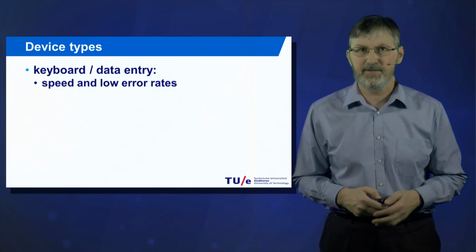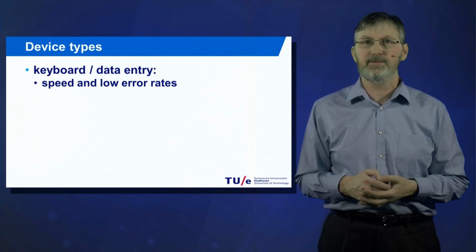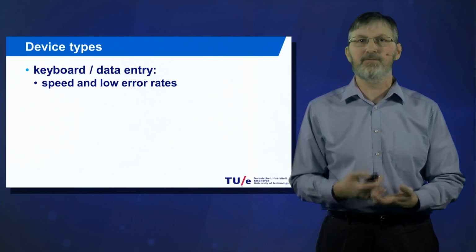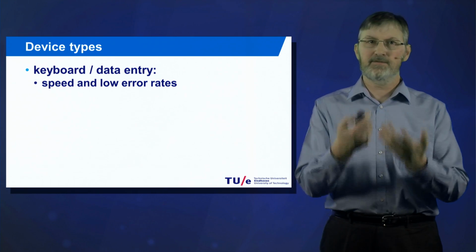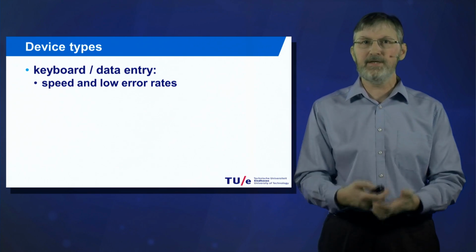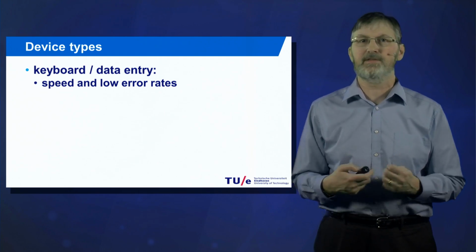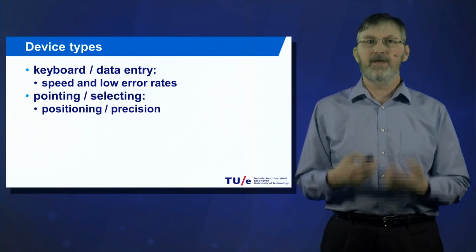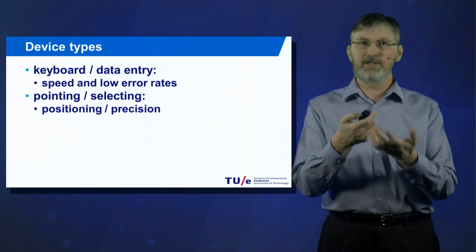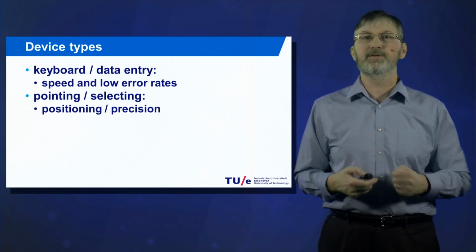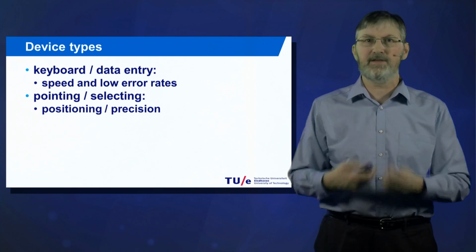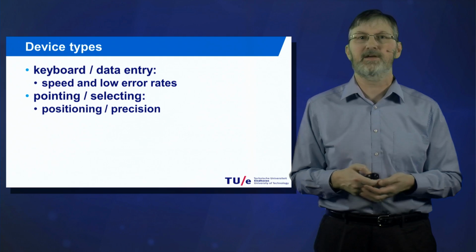There are 4 main types of devices, and we will have separate web lectures about each of them. For entering data, we mostly use some form of keyboard for text processing, for entering data in spreadsheets, and in the design of keyboards, speed and error rates are important factors that determine the design. Then we have to select items and point at things on the screen, for which positioning and precision in the movements are important, and new pointing devices are moving towards a direct interaction that allows you to point very precisely at where you want to be.